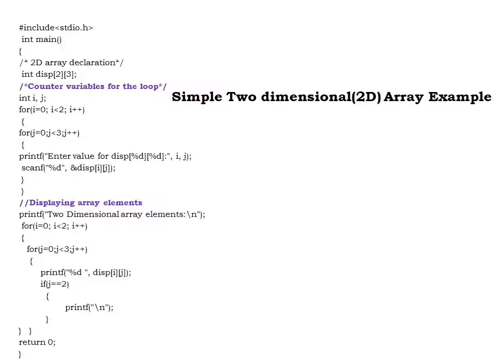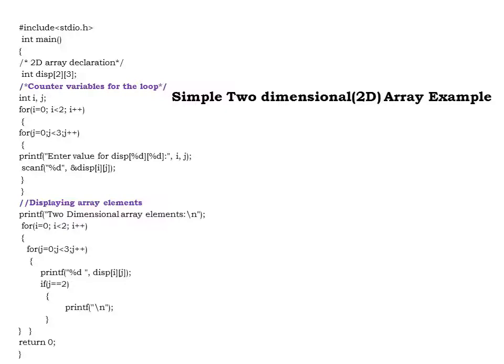So the previous code that we have seen already discussed how to read the values from the user. Let us now focus on how to display the array elements on the screen. So we have a printf statement which prints "the 2-dimensional array elements are". Then we have another 2 for loops which represent the rows and the columns values to be printed.